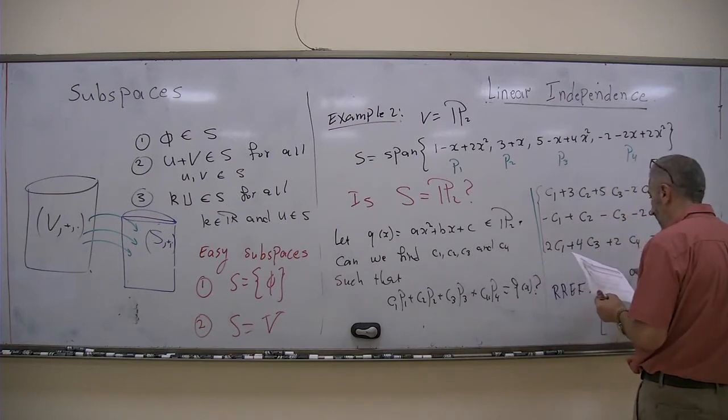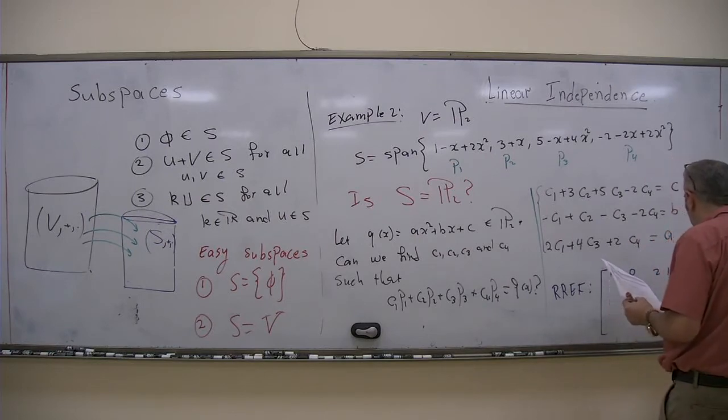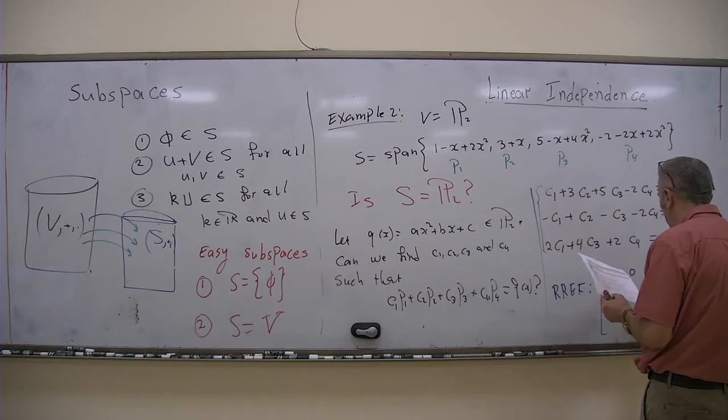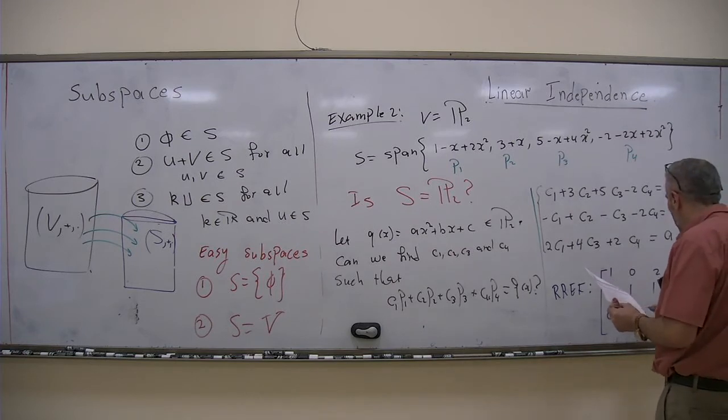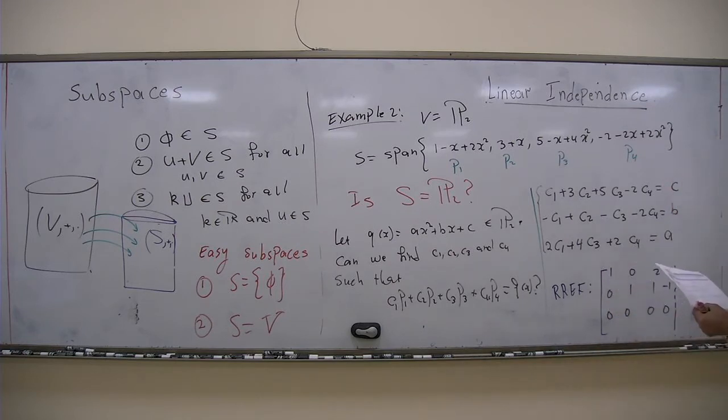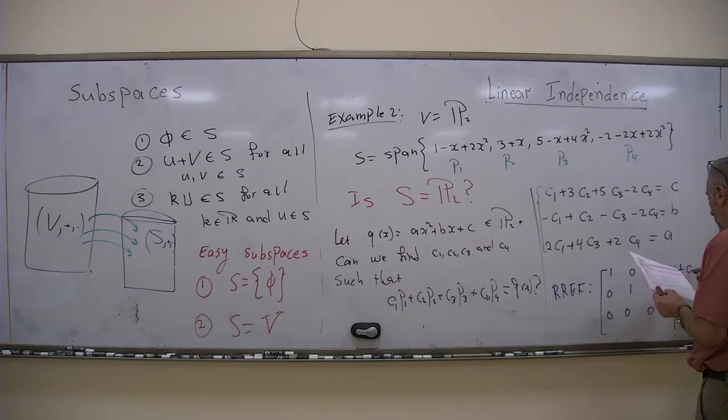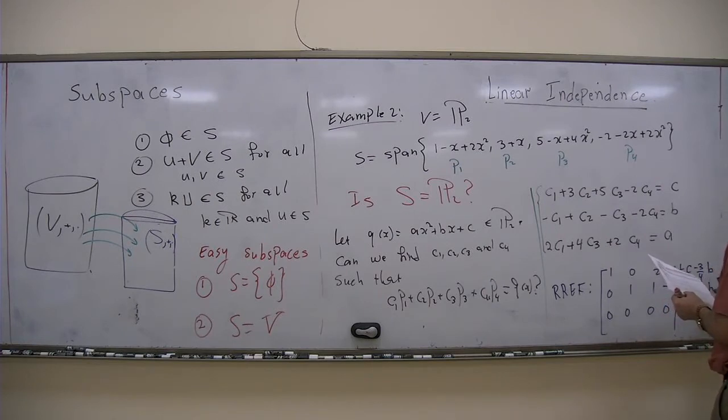You are going to get 1, 0, 2, 1, 0, 1, 1, negative 1, 0, 0, 0, 0, 0. And now here we are going to get 1/4 C minus 3 over 4 B, 1 over 4 C plus 1 over 4 B, and here negative 1 over 2 C plus 3 over 2 B plus A.